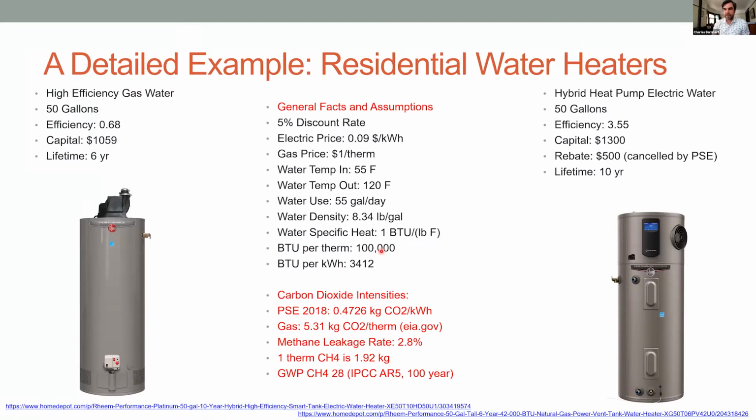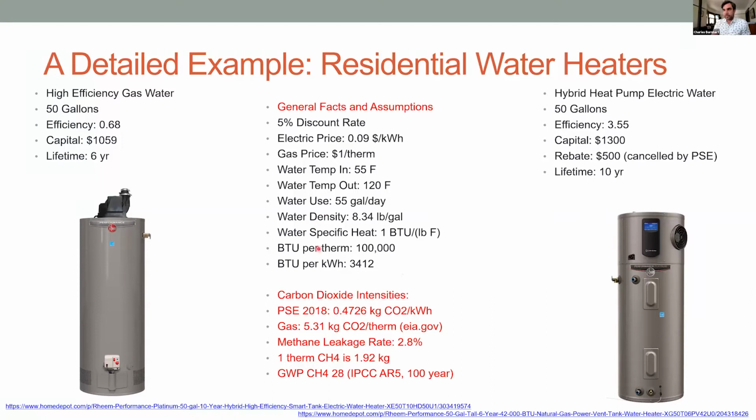A therm has 100,000 BTUs. That way we can backcast to how many therms we use. And a kilowatt hour has 3,412 BTUs. I want it to be like 3,600 because that way a kilowatt hour is 3.6 times 10 to the 6 joules, but it's off a little bit. It doesn't get all the way up to 3,600 because a BTU is actually 1,055 joules instead of 1,000 joules.